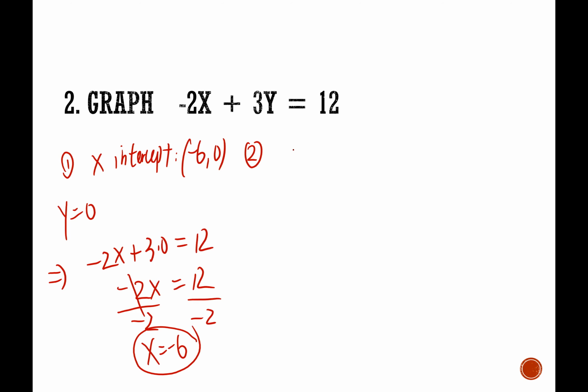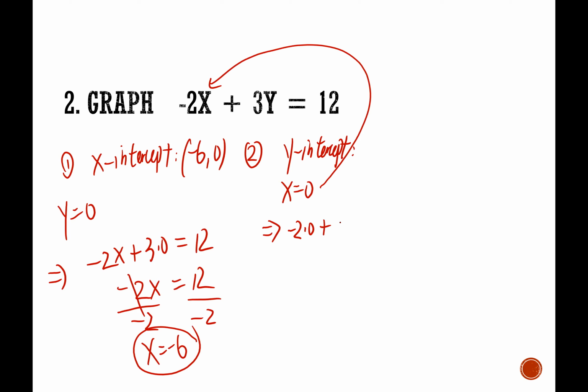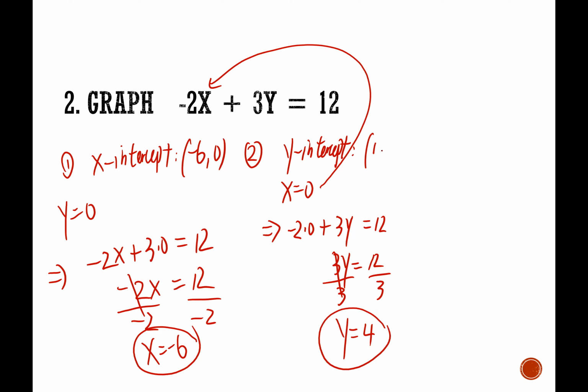And second step, find the y-intercept. In order to find the y-intercept, you set x equal to 0. That means this x becomes 0. So we get -2 times 0 + 3y = 12. So this is 0 + 3y = 12. Dividing both sides of the equation by 3, y = 4. So the y-intercept will be (0, 4). And now once you have both ordered pairs, we can graph it, right?